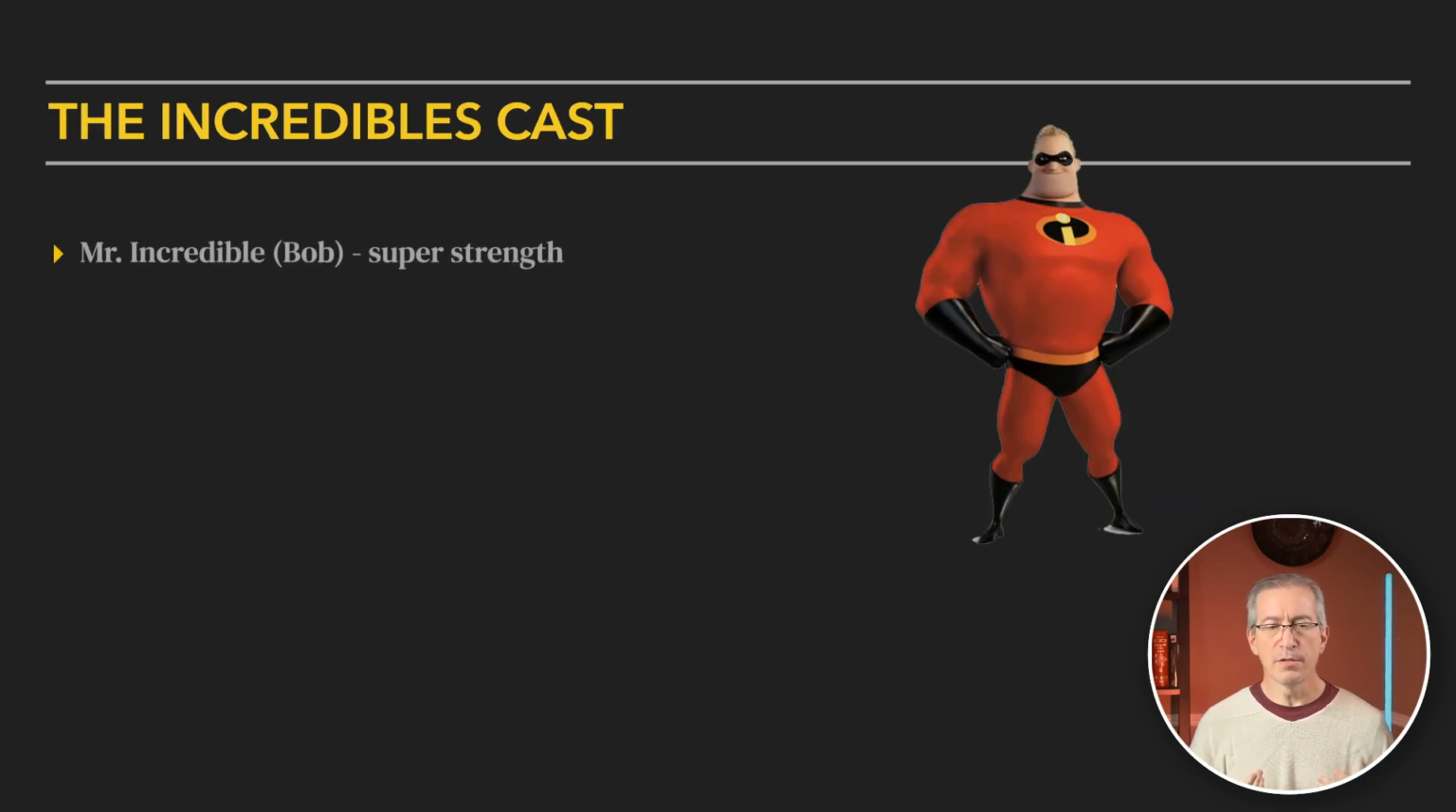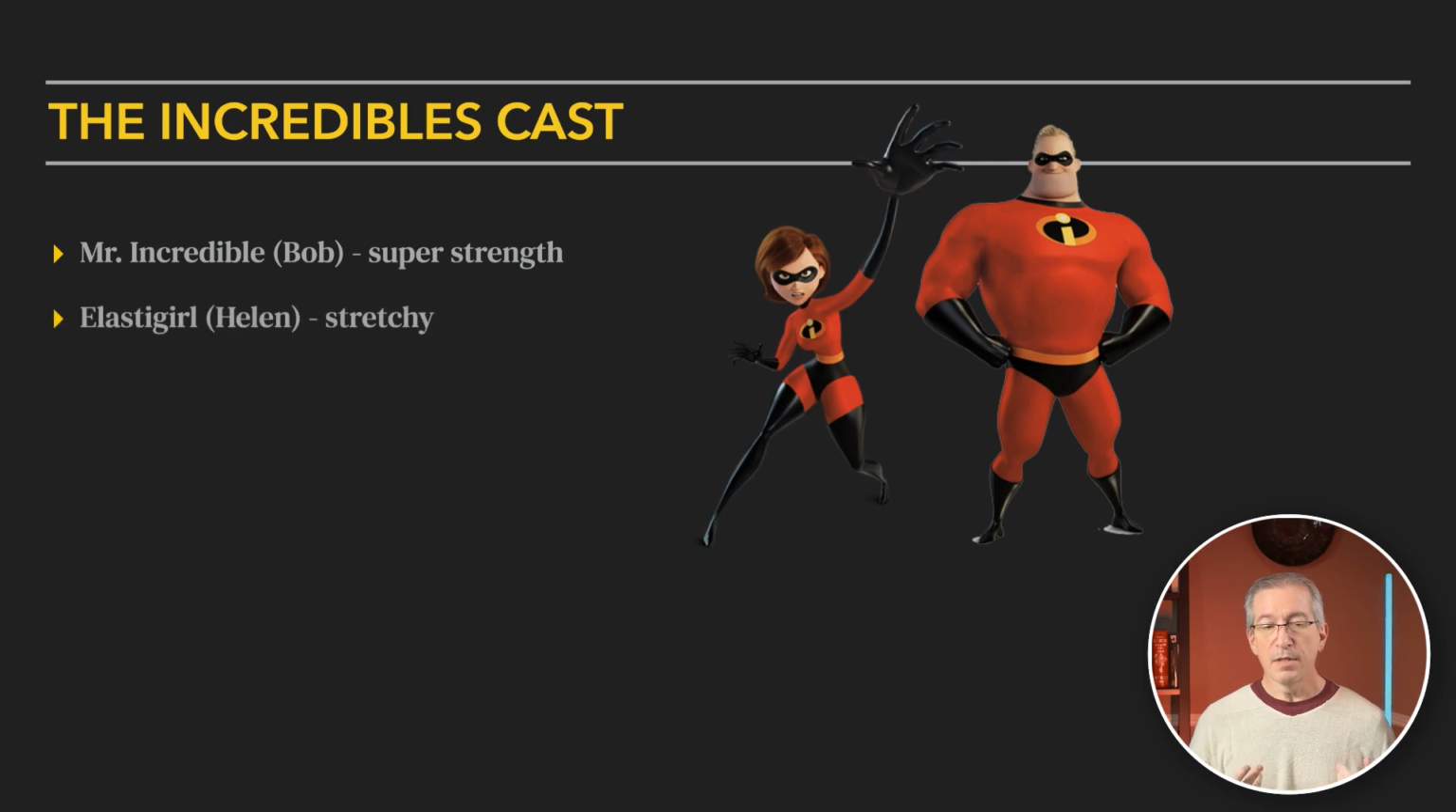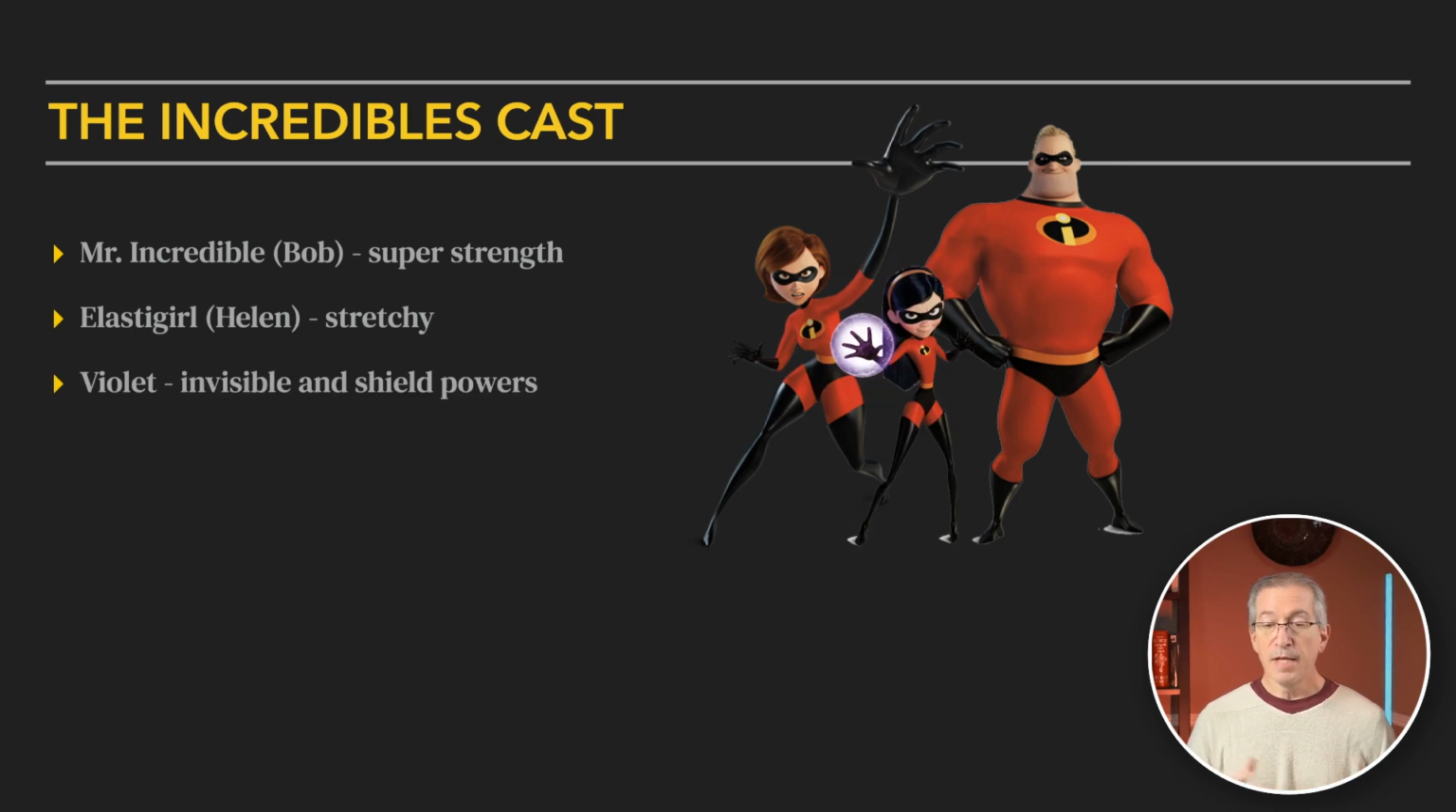So just as a reminder, I'll go over the cast. So there's Mr. Incredible, Bob Parr. He's a Superman, super strength type of guy, a brick. And then there's Elastigirl, Helen. She's stretchy, a la Mr. Fantastic. They have a daughter. Her name is Violet. She has invisible and shield powers, kind of like Sue Storm. There's their son Dash, who is a speedster, a la Quicksilver or the Flash.